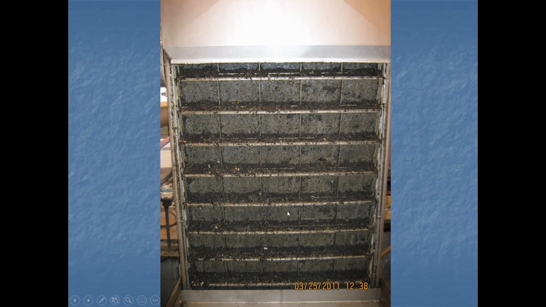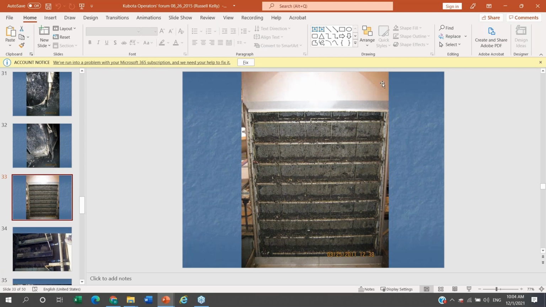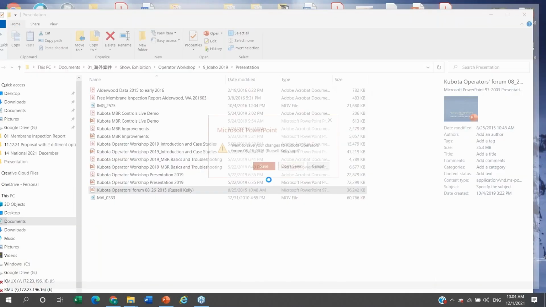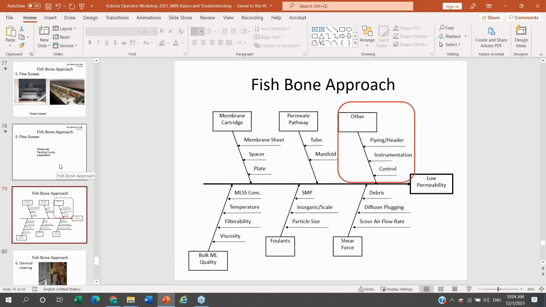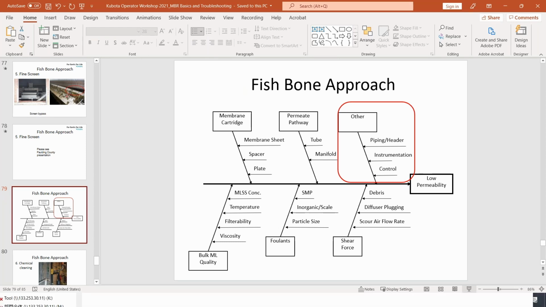So they upgraded the fine screen recently. It took about 10 years to do this, since I visited the plant in 2011, 10 years ago. Recently, they finally upgraded the fine screen. So you want to check that fine screen, and I'm going to wrap up very soon.